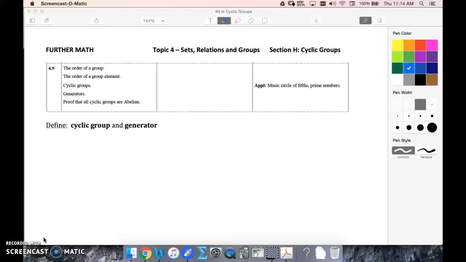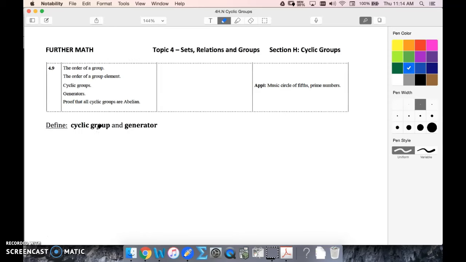Right, students, here we are looking back in section 4.9 from your syllabus, and now we're looking at cyclic groups and generators. And notice that the proof that all cyclic groups are abelian is also part of your syllabus. So we'll start by defining cyclic group. So any group that has elements that can be represented with a single element is a cyclic group.